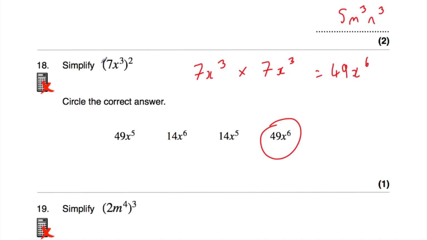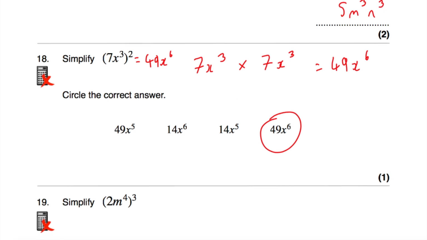Another way, if we had something like this and we wanted to work it out, what you could do is you've got 7 squared, and 7 squared is equal to 49. So then you've got x to the power of 3 squared. So you've got a power of a power. You times those powers together, so it'll be x to the power of 6. So you just do 7 squared, and then you just do the power of a power, and that's your answer.